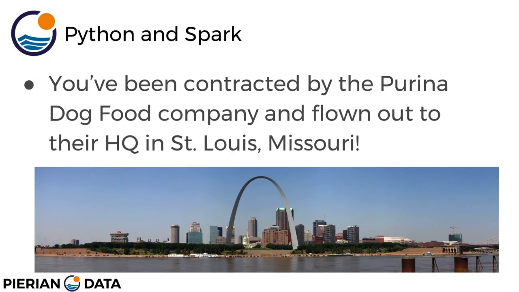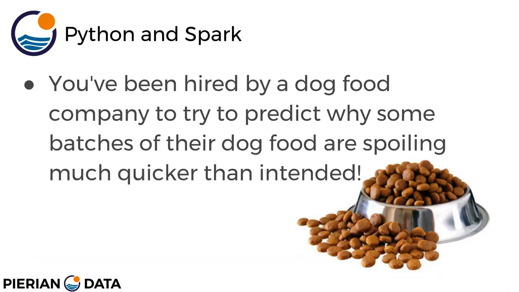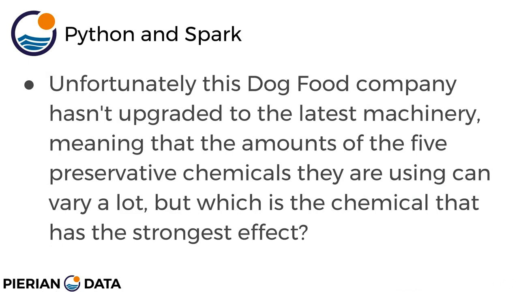You've been contracted by the Purina Dog Food Company and flown out to their headquarters in St. Louis, Missouri. So you've been hired by this dog food company to help them try to predict why some batches of their dog food are spoiling much quicker than intended. Unfortunately, this dog food company hasn't upgraded to the latest machinery, meaning that the amounts of the 5 preservative chemicals that they are using can vary a lot. But you want to answer the question, which of these chemicals is having the strongest effect?